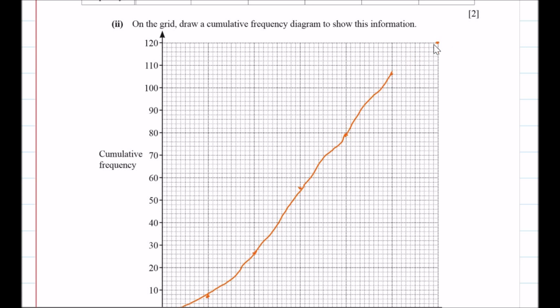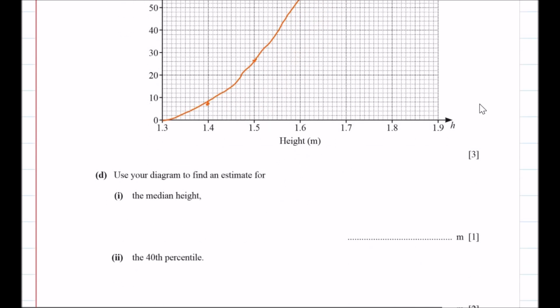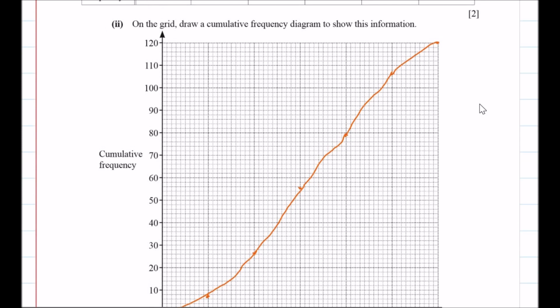Let me revisualize. Okay, so we drew the cumulative frequency diagram. Use your diagram to find an estimate for the median height. What do you need to do to find the median height? The total of the frequency is 120. 120 divided by 2 gives us 60.